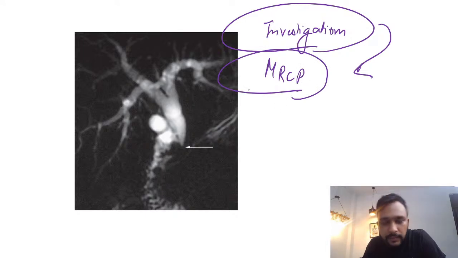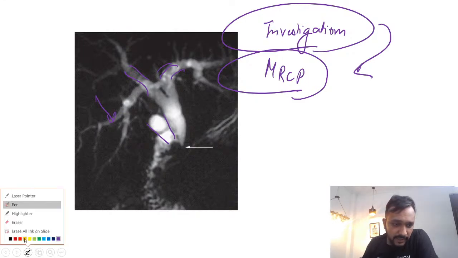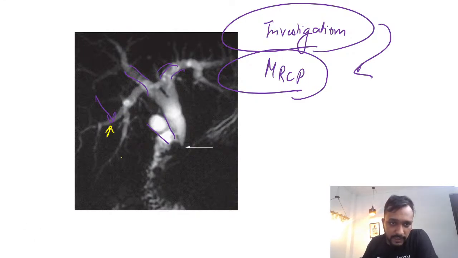This is the MRCP. These are your heavily T2-weighted images, okay, in which you are able to see the common bile duct, the common hepatic duct. This is your cystic duct, this is your right and left hepatic duct, and these are your intrahepatic biliary radicals, right?